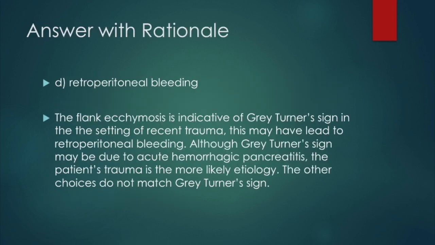And the answer is D. Retroperitoneal bleeding. The flank ecchymosis is indicative of Gray-Turner's sign in the setting of recent trauma. This may have led to retroperitoneal bleeding. Although Gray-Turner's sign may be due to acute hemorrhagic pancreatitis, the patient's trauma is the more likely etiology. The other choices do not match Gray-Turner's sign.